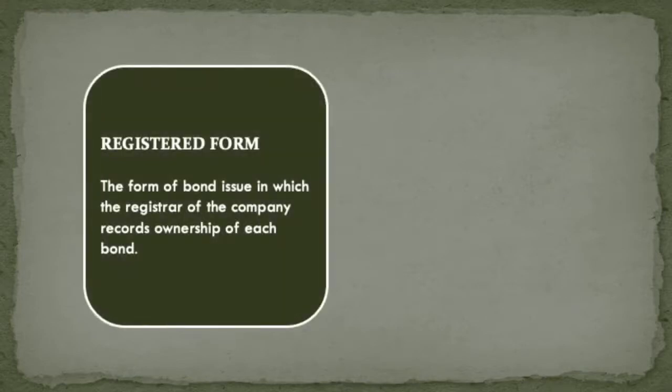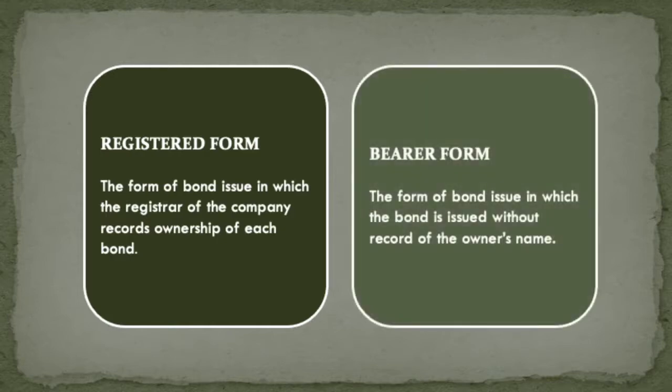Usually, corporate bonds are in registered form, in which the registrar of the company records the ownership of each bond and the payment is made directly to the owner of record. Oppositely, the bearer form does not record the owner's name and the payment is made to the one who holds the bond. There are two disadvantages of bearer bonds. The bearer bonds are difficult to recover if they are lost or stolen, and the company does not know who owns the bonds. Bearer bonds were once the dominant type, but they are now much less common than registered bonds.